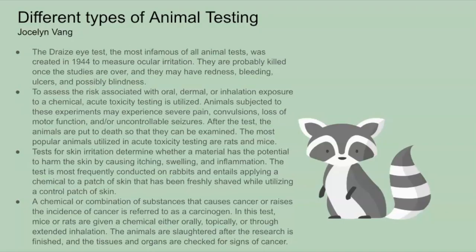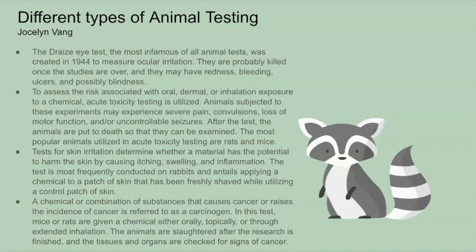Different types of animal testing. The Draize eye test is the most infamous of all animal tests. This test was created in 1944 to measure ocular irritation. The animals are probably killed once the studies are over, and these animals may have redness, bleeding, ulcers, and possibly blindness.